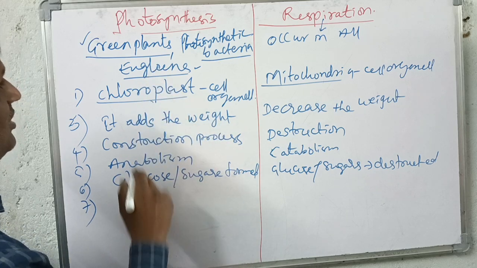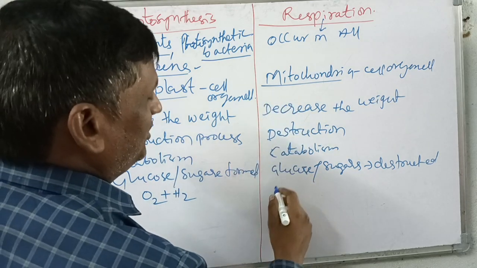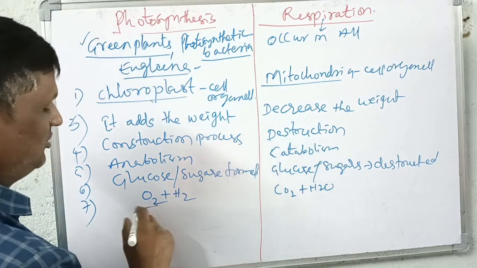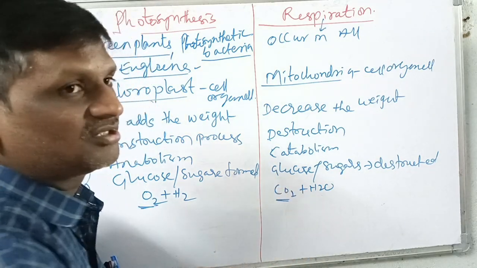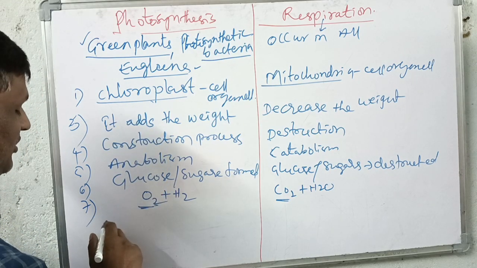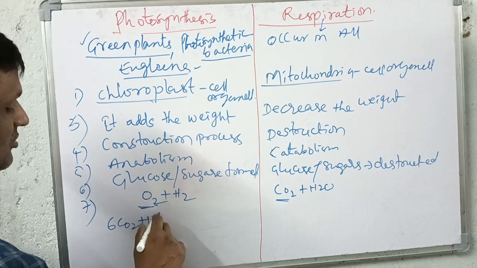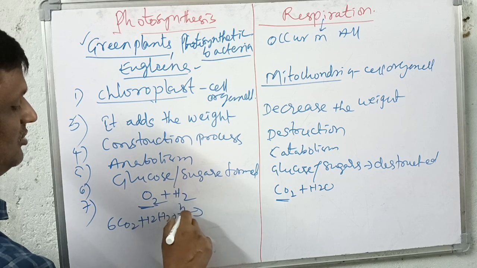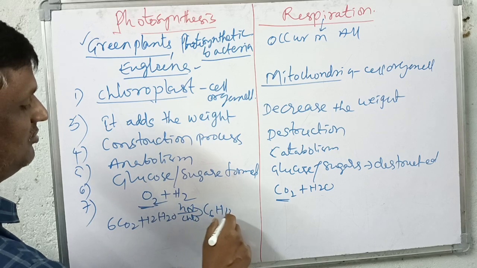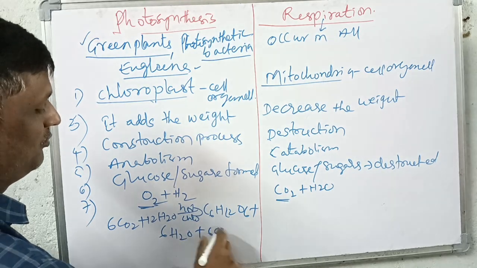In photosynthesis, the end products are oxygen and water. Here in respiration, the end products are carbon dioxide and water. So in this way, if we write the equation of photosynthesis: 6CO2 plus 12H2O, with sunlight and chlorophyll, gives C6H12O6 plus 6H2O plus 6O2.